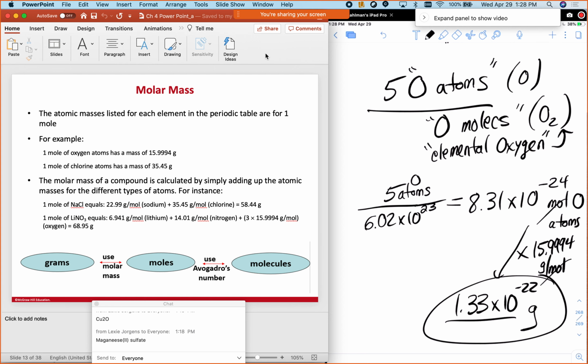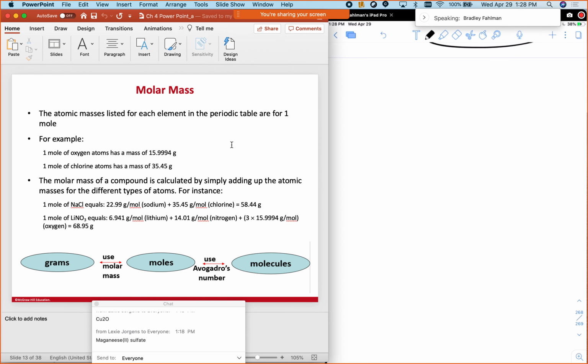All right, so yeah, so this here. There will be some questions related to what is the molar mass of something, just like I had on earlier exams. And you just add up all the atomic masses.